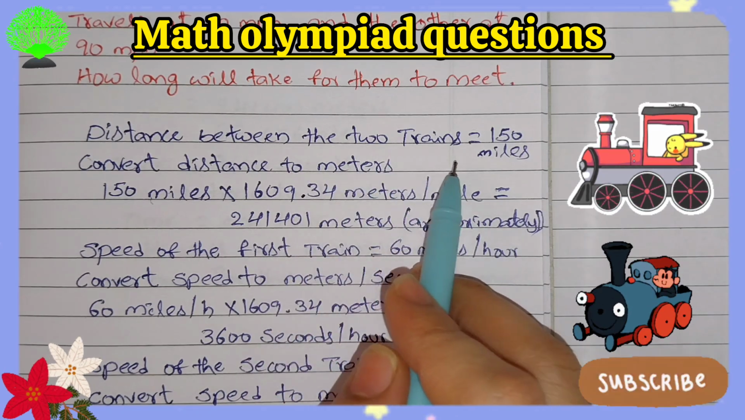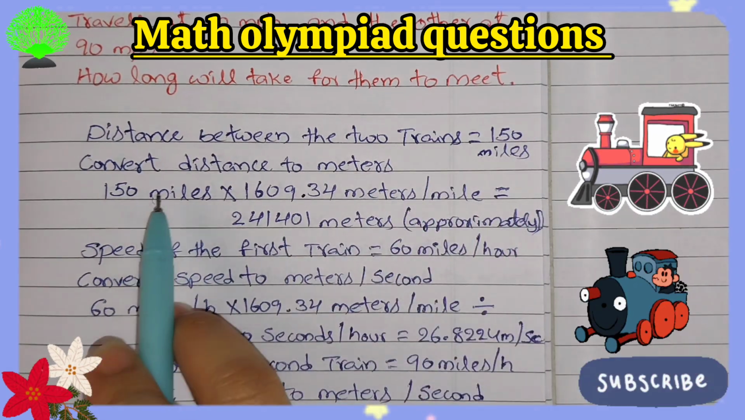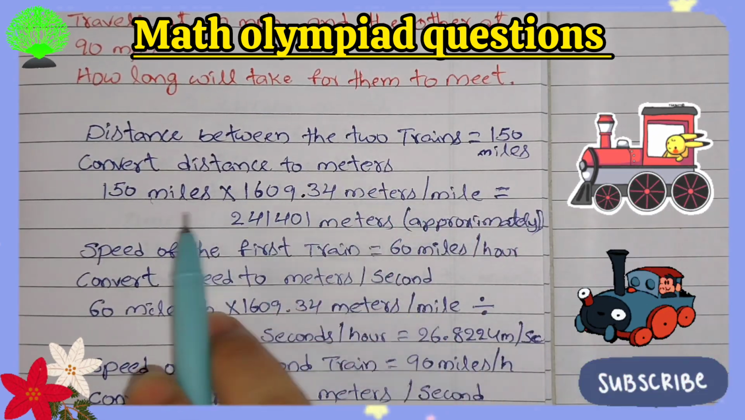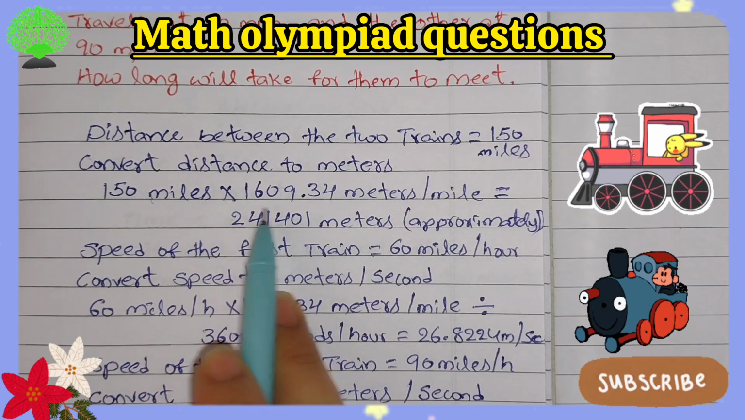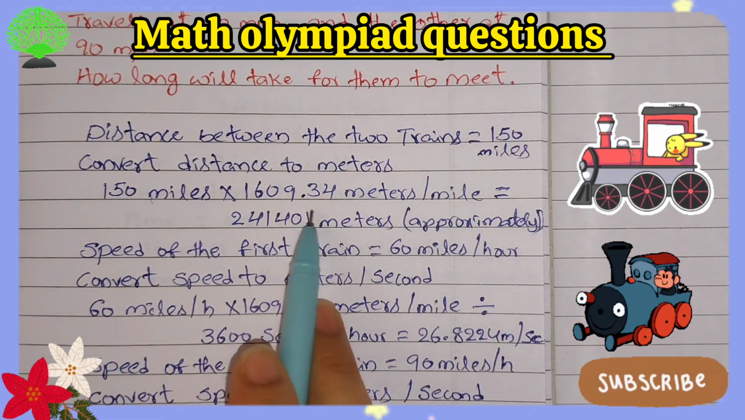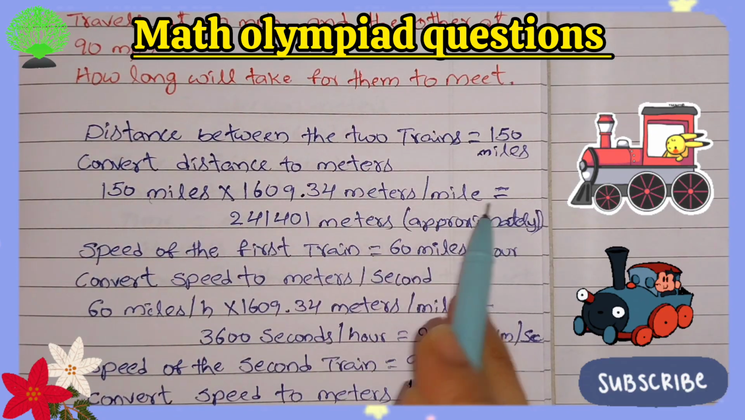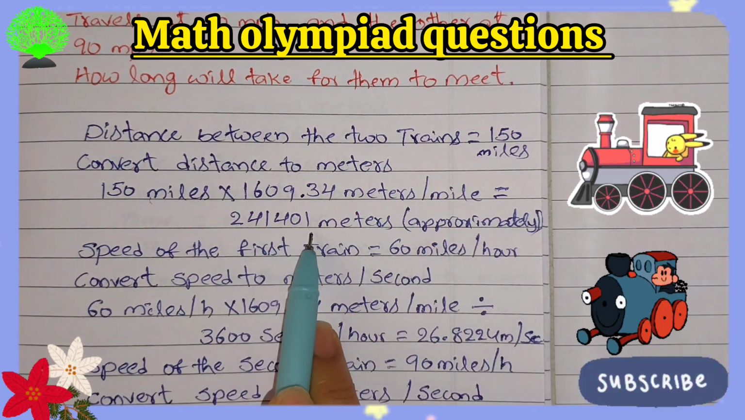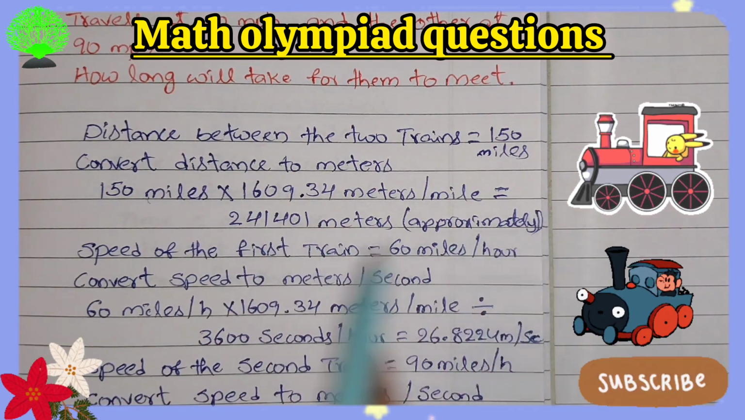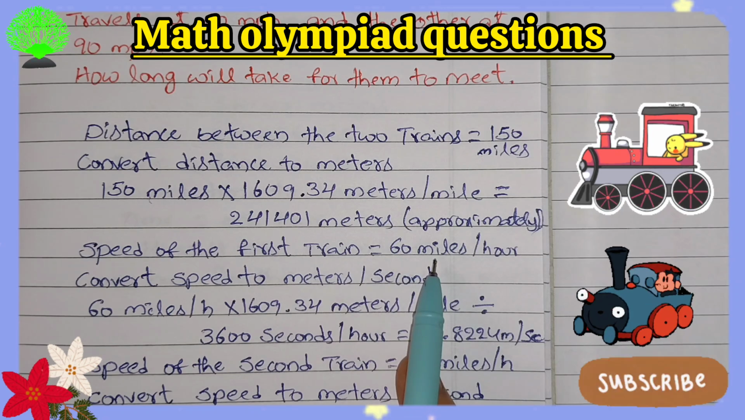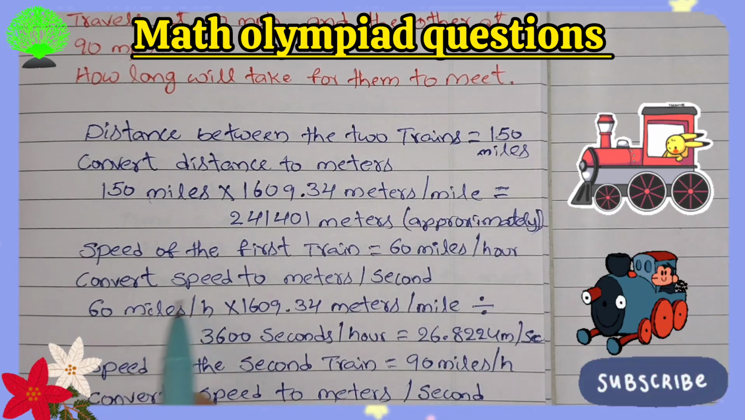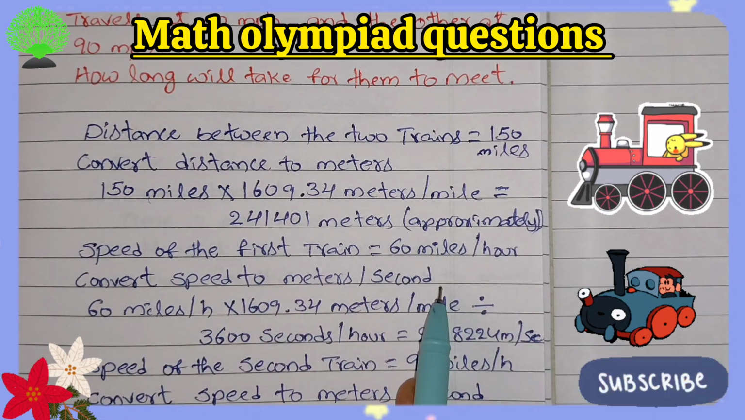The distance between the two trains equals 150 miles. Convert distance to meters. 150 miles multiplied by 1609.34 meters per mile equals 241,401 meters approximately. Speed of the first train equals 60 miles per hour.